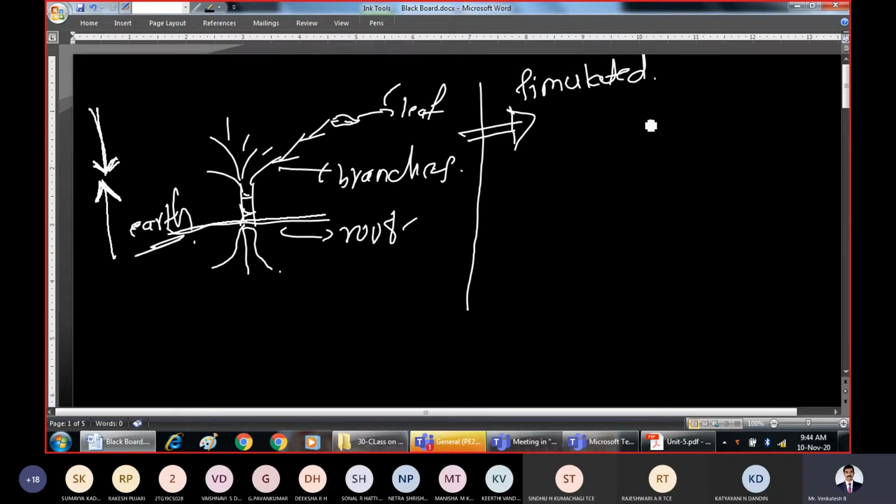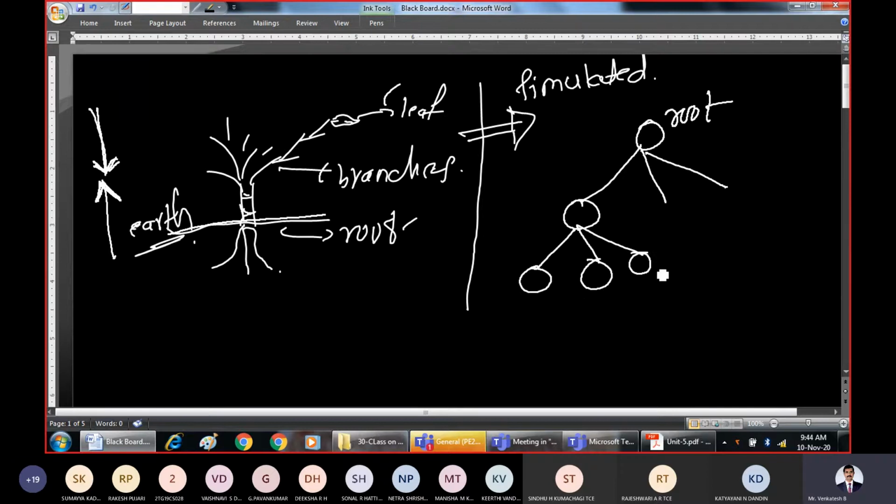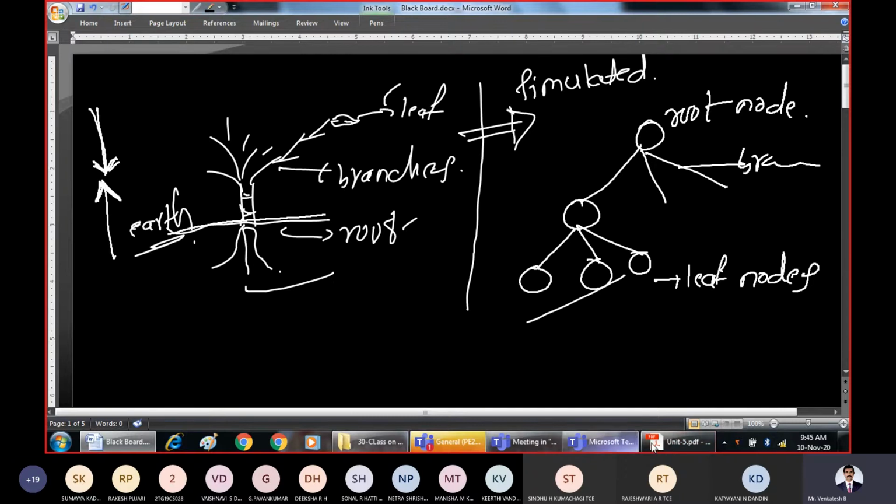That means the root will be at the top in data structure. We assume the root as the top. Then we take different branches, again one more sub branch, then again different branches. Then we take leaf nodes at the end. These are called leaf nodes, and these are called branches, and this is called the root node. That is what a tree is in the data structure subject. So that is the difference between a real life tree and the data structure tree.